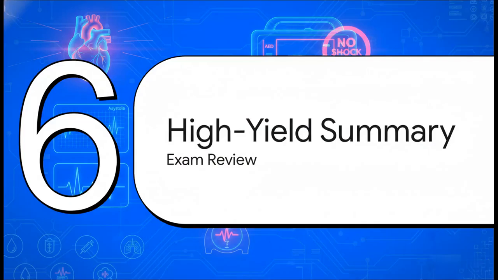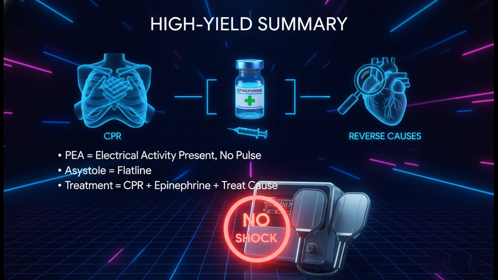Section 6: High-Yield Exam Summary. All right, let's lock this into your memory for the wards and the boards. PEA equals no pulse despite an organized rhythm. Asystole equals flatline. The treatment for both is high-quality CPR plus epinephrine plus identifying reversible causes and absolutely no shock. I'll repeat that for the people in the back. PEA equals no pulse, asystole equals flatline, treatment equals CPR plus epinephrine plus identify reversible causes, no shock.